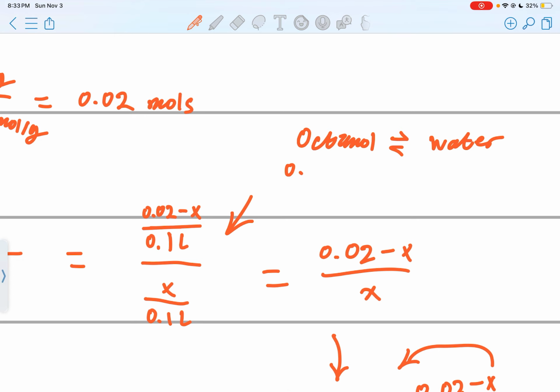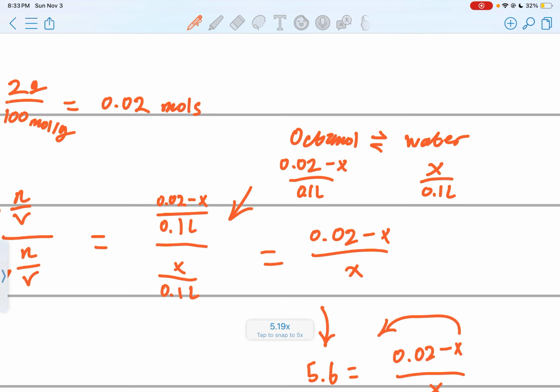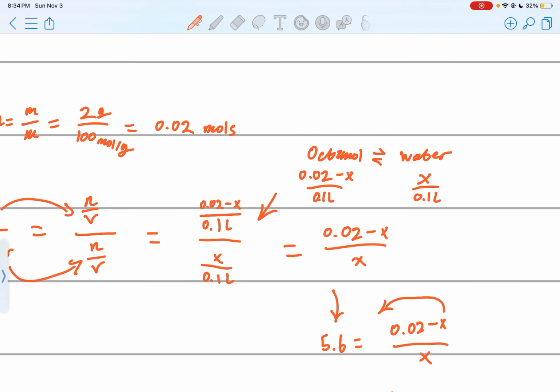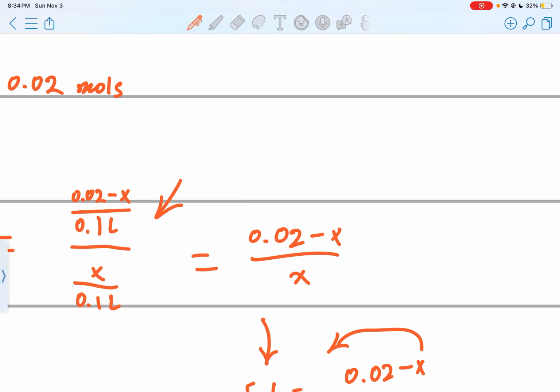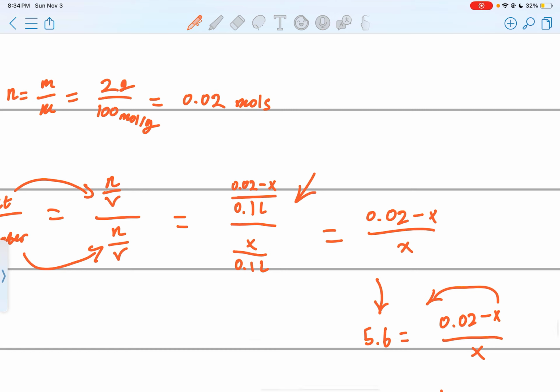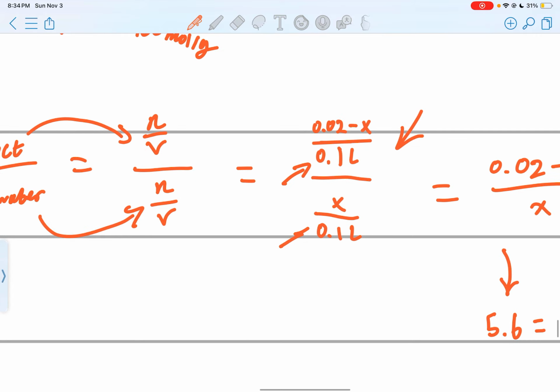And you can set up an ice table. This is minus x, and this is x, right? And it's all going to be 0 over 0.1 liters because the concentration was 100 milliliters, which is 0.1 liters. And it'll look like that, the ice table. But the ice table really is not necessary here because it's just one plug into a formula. So we plug this into a formula here, and then we notice that they're both in 0.1 liters of concentration.